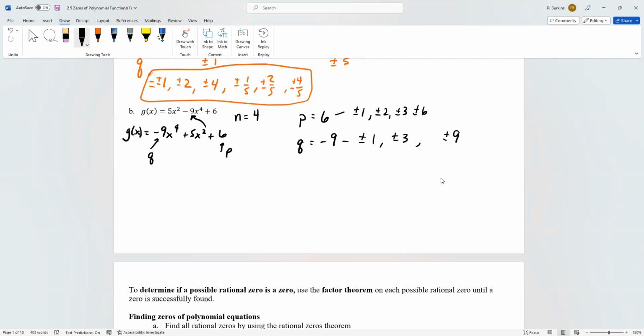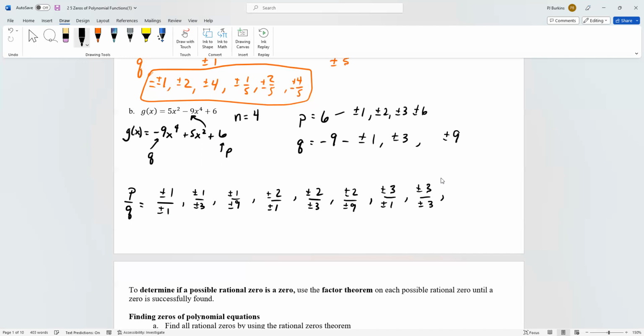So I need to take each one of the P's and divide by each one of the Q's. So for P divided by Q, I have plus and minus 1 over plus and minus 1. And I'm just going to write them out from here on, not necessarily saying each one as I go. And what you'll notice here in a second, as soon as I get on a little bit of a groove and get moving a little faster, is we're going to get some repeats. So let's see, plus and minus 3 over plus and minus 9, okay. Just need to get 6 out of the way.